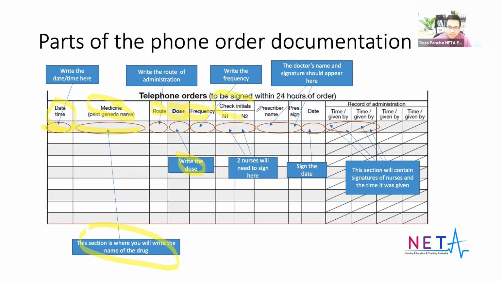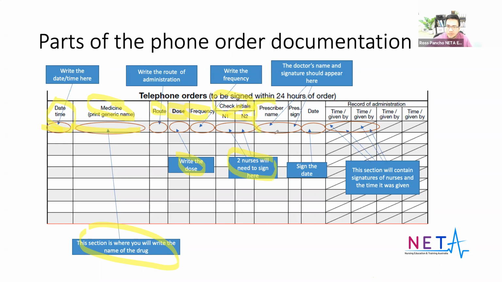Now, if you can see, the next column here is nurse initials. So this is nurse 1 and nurse 2. So this is me and Carissa, whoever's going to do the phone order will have to sign, okay? So there are 2 nurses to sign here, okay?